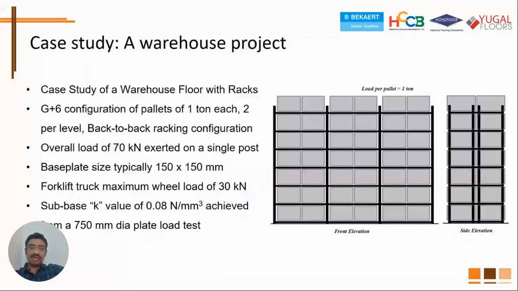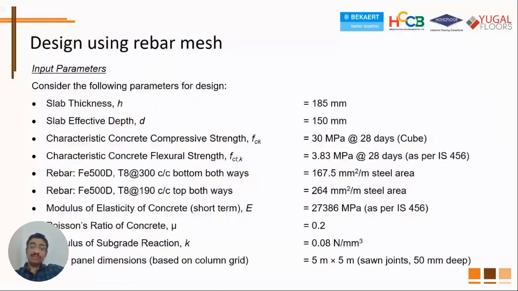The sub-base value has been given to be 0.08 Newton per millimeter cube, which has been achieved on a 750 mm diameter plate load test. So this is given as an input. And if you design using the rebar mesh, these are some of the design parameters. So let's say the slab thickness of 185 qualifies this design. The cover to reinforcement is 35 that has been provided at the bottom. So that is 150 effective depth. M30 concrete is provided, which has a 3.83 flexural strength as per IS 456. 8 at 300 is provided at the bottom, and 8 at 190 is provided on the top. Please don't get bothered by these weird numbers. I just wanted to arrive at the exact solution, and that's the reason why those numbers have been chosen. And then the E value, the Poisson's ratio, K value, all of that I already talked about. And floor panel dimensions are 5 by 5 meters.